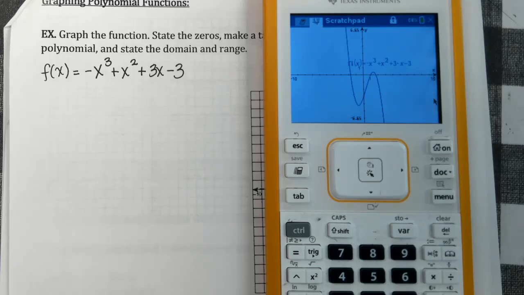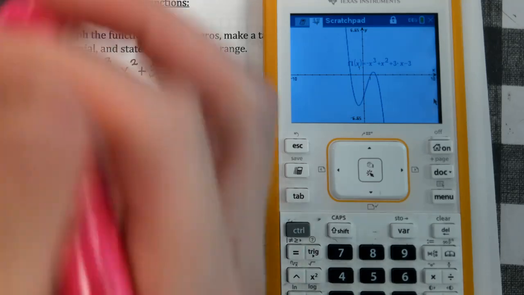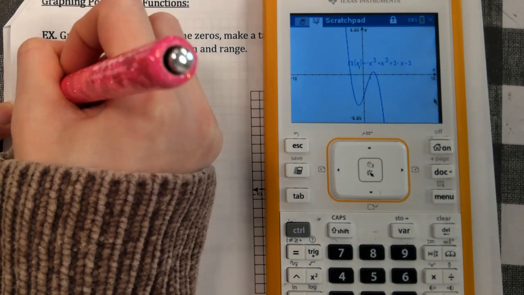Okay. Everyone's got their graph? It should look like mine. So what we're going to do first is find our zeros.